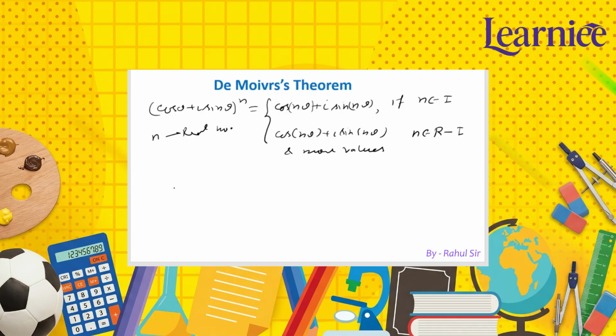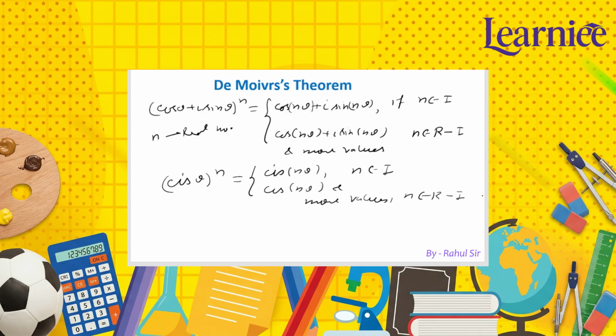So in short form, sometimes we write it like this: (cis theta) to the power n is equal to cis n theta, where cis is the short form, when n belongs to the integers. And cis n theta is one of the values, with other values also, when n is all real values except integers.